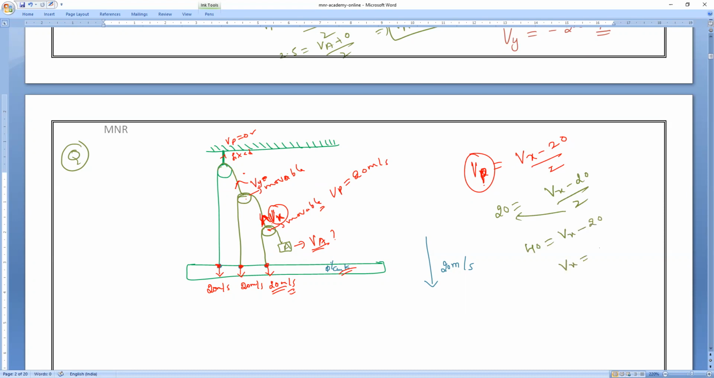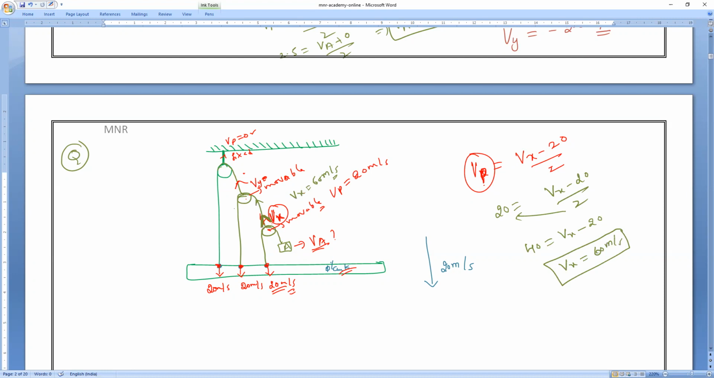So Vx, the velocity of that x here. What is that, everybody? How much is it? 60. 60 meters per second. So it is positive. So is it acting in the upward direction or the downward direction? It is acting upward. So Vx is equal to how much? Please respond. 60 meters per second. So this is what it is.